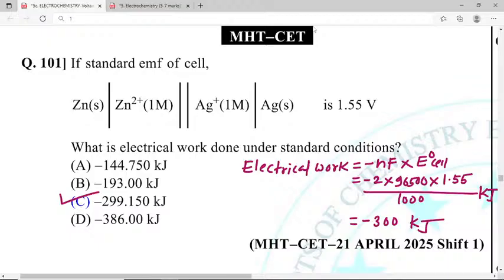Two multiplied by 1.55, so this is 3 actually, and then 1000 gets cancelled, 0 point something, so 96 300, I think. Correct.